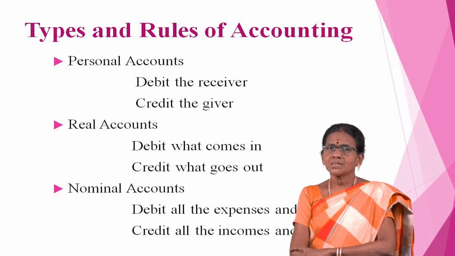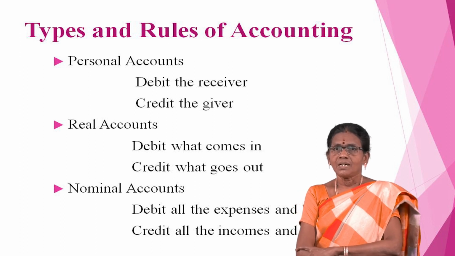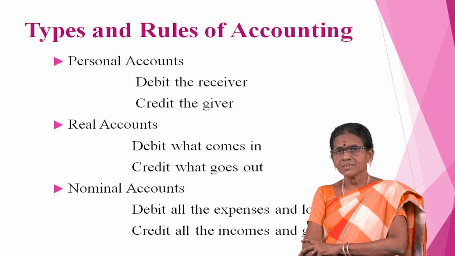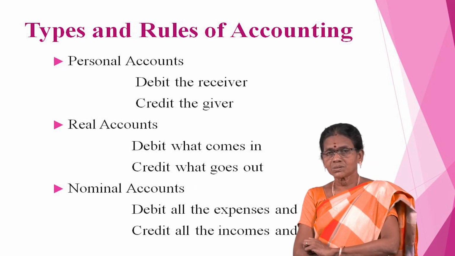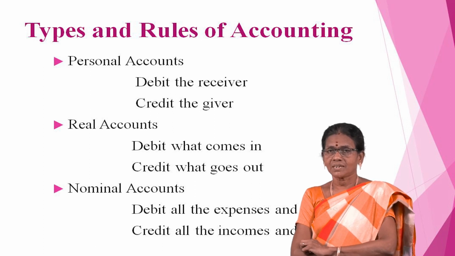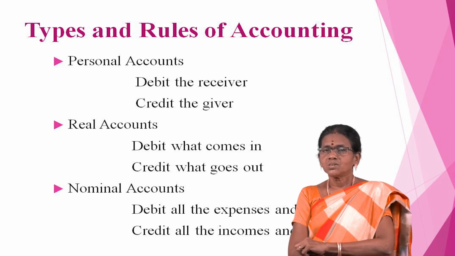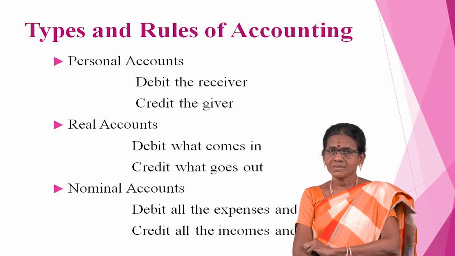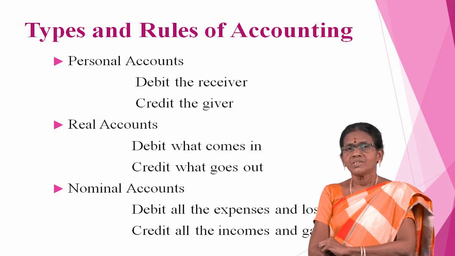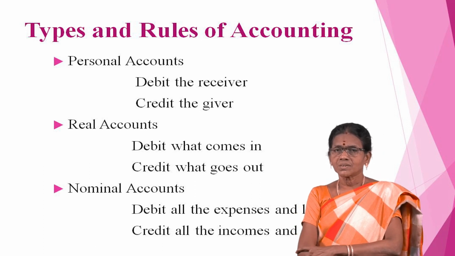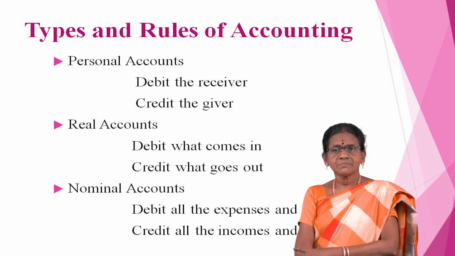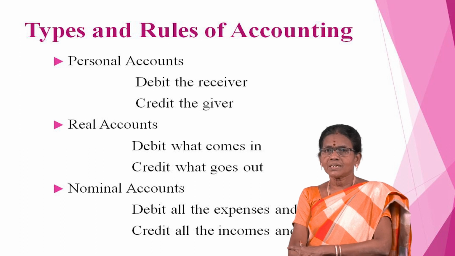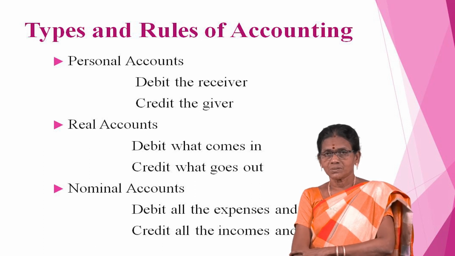The receivers are debited, and the giver is the person who is giving any aspect or any articles to the company; they will be on the credit side. So the personal account rule is debit the receiver, credit the giver. Then the second rule is the real account. Real accounts are mainly in connection with the assets of the company. So the rule is debit what comes in and credit what goes out.